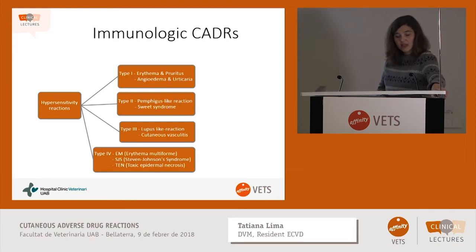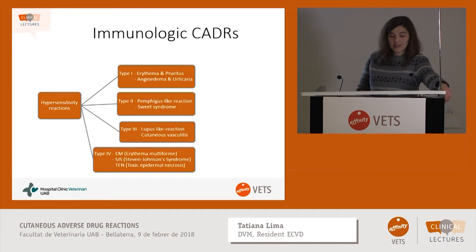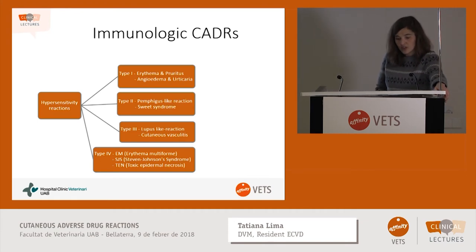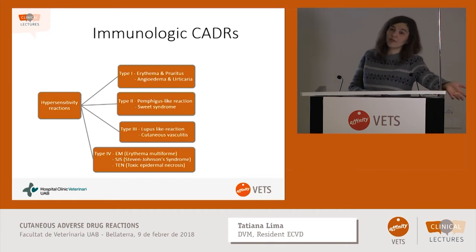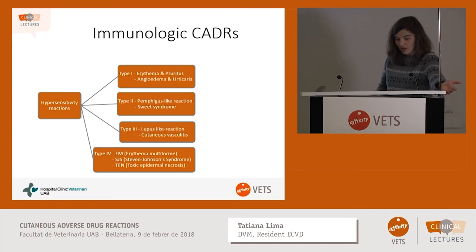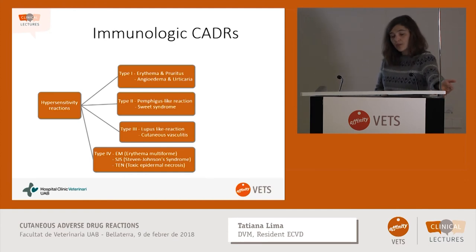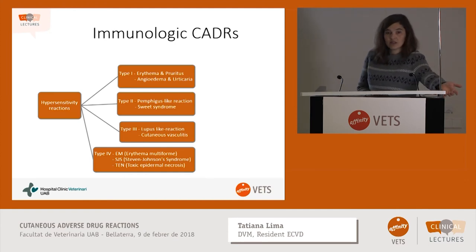Then we have the type 4 reactions. As you know, type 4 implies immune complex deposition. Depending on where the immune complexes are deposited, if it's systemically or just in one organ, you have a different intensity of the disease. In the skin, lesions also vary depending on how damaged the vessel is.